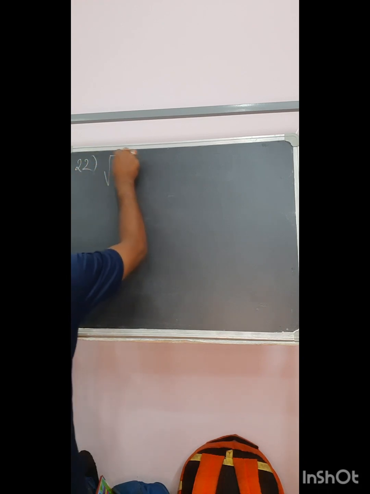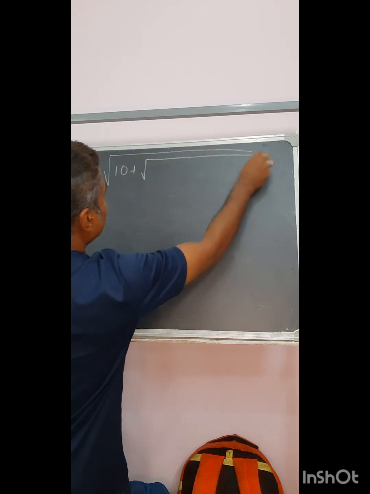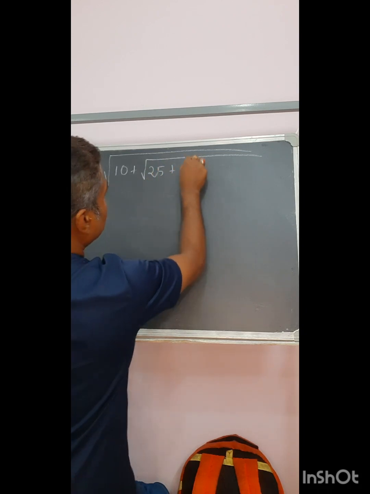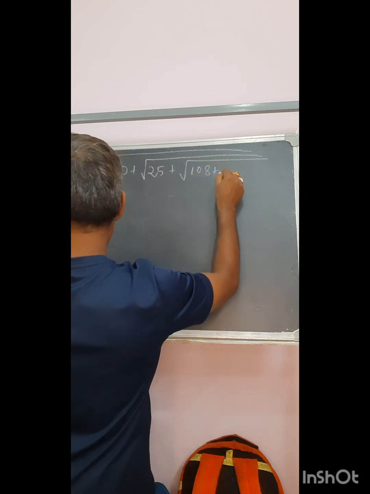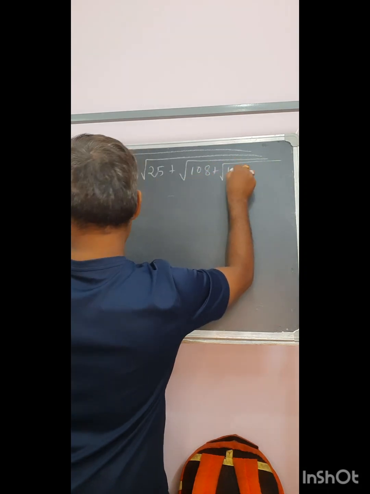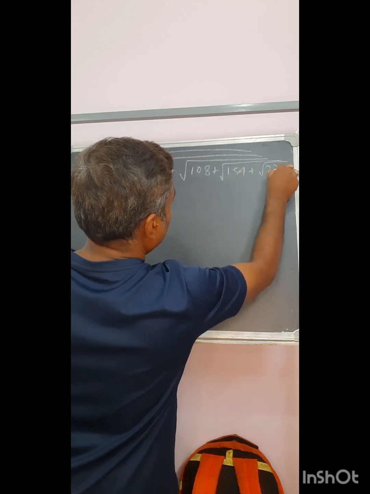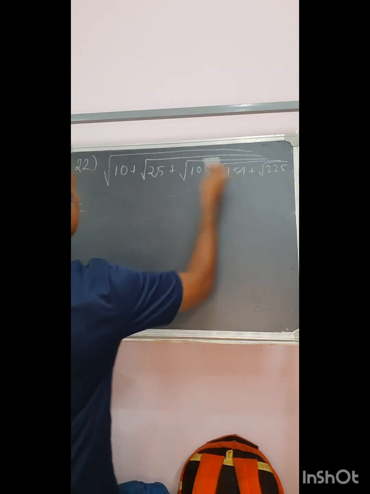So this is question 21. Next, come to question 22. It says root of 10 plus root of 25 plus root of 108 plus root of 154 plus root of 225. This is a very easy one. In this problem also I will start from the inner one.